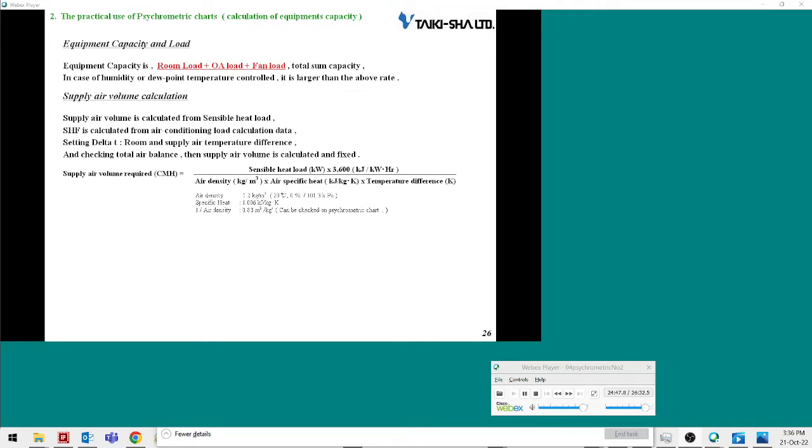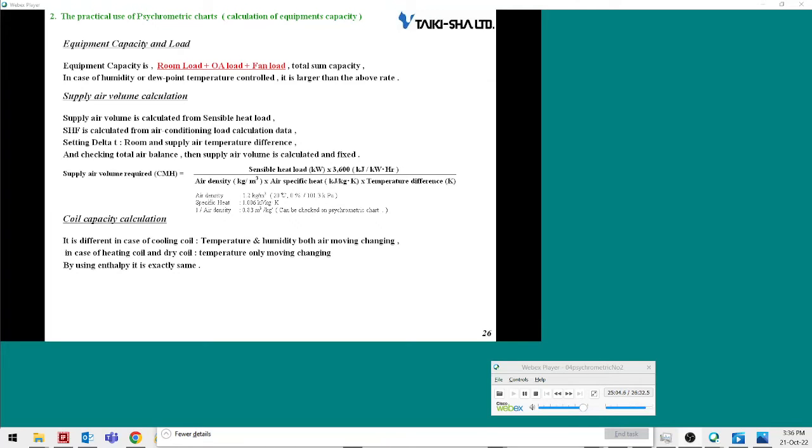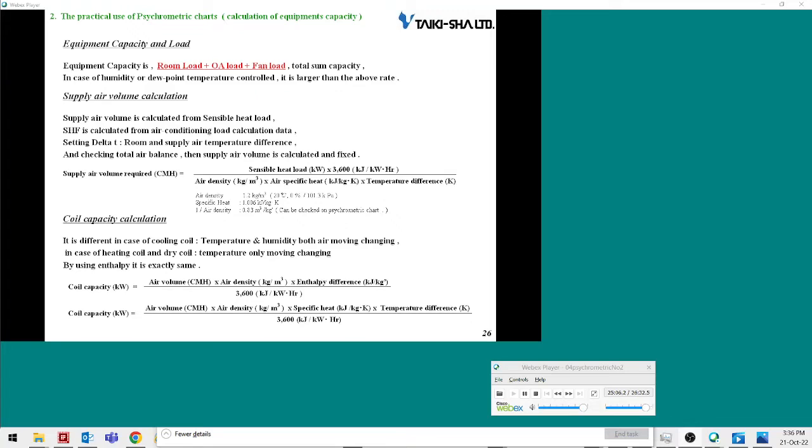The supply airflow is calculated after the outlet air temperature difference is determined based on the room's sensible heat load. You should determine the supply airflow, taking into account the entire balance of air and the number of cycles. Calculate the capacity of coils according to the difference between the enthalpy values before and after the air passes by the coils. If only the temperature changes as seen in heating coils and dry coils, use the specific heat of the air, and calculate the coil capacities according to the temperature difference.